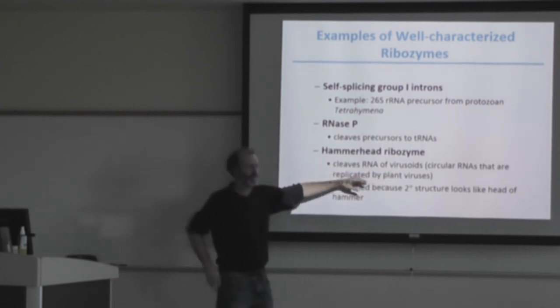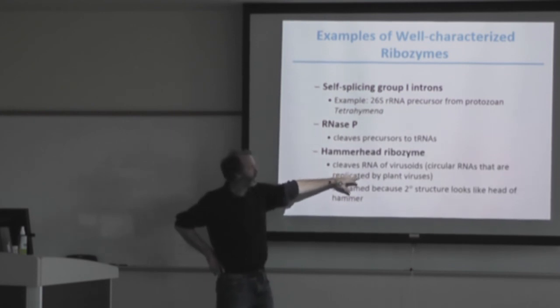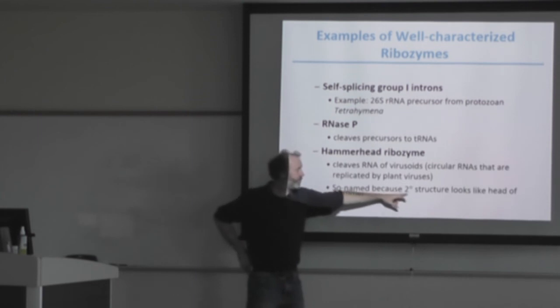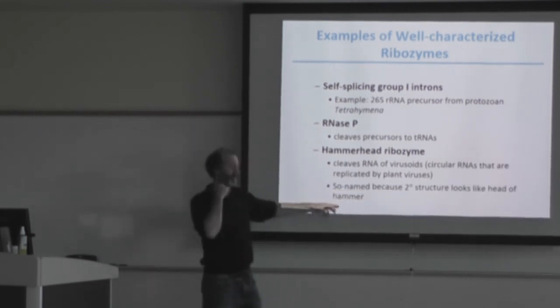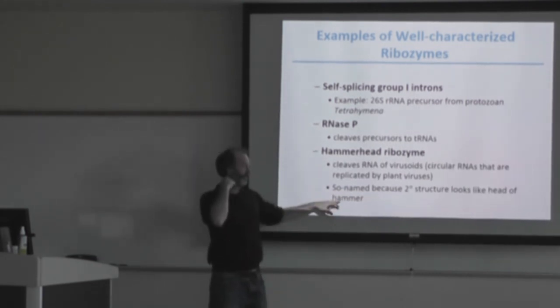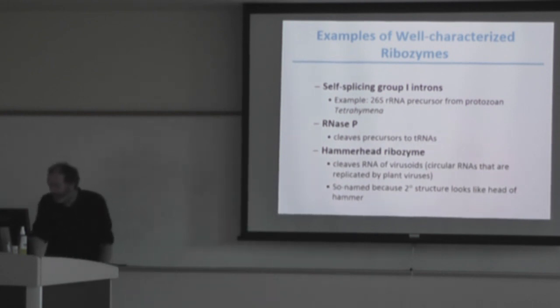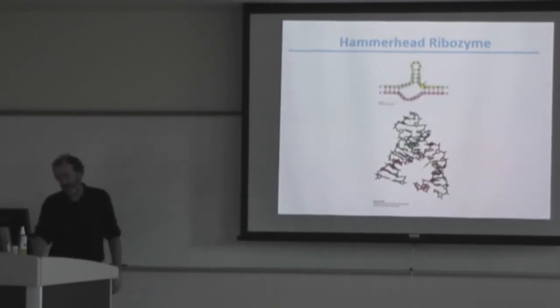virusoids. Circular RNAs that are replicated by plant viruses, and so named because the secondary structure looks like the head of a hammer. So, hammerhead ribozyme.